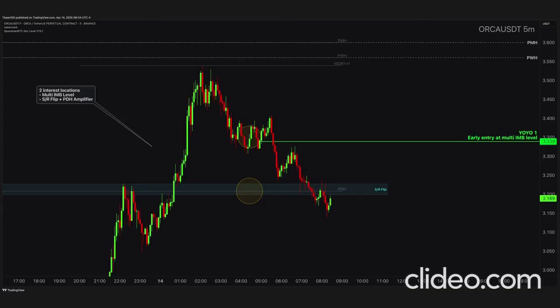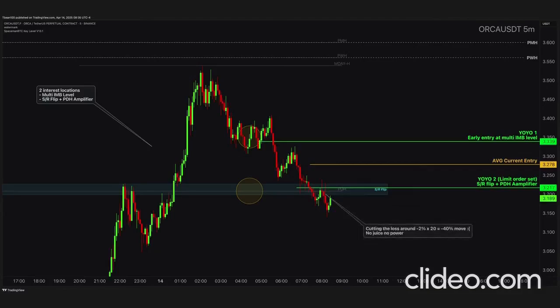I jumped into the trade with a yo-yo entry in the first place, without any stop loss. I had a mental stop loss in my mind. And secondly, I had a limit order set right below, at the support and resistance flip location, just right around the previous day high point. In the end, I managed to create this average price, but the price was so weak. It did not do what I wanted at first. I did not have a full loss here.